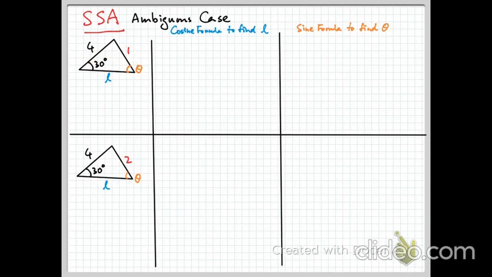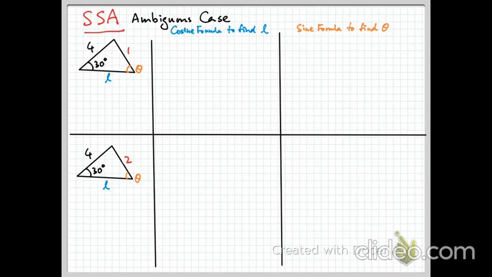So in the SSA situations, there are two ways. The first is the blue one. We use the cosine formula to find L. The second one is the orange one. We use the sine formula to find theta. Mind you, if you can help it, use the blue way. The cosine formula usually is the more unambiguous way to find the answer. If you're running out of options, then you use the sine formula. Okay, let's start with the blue.